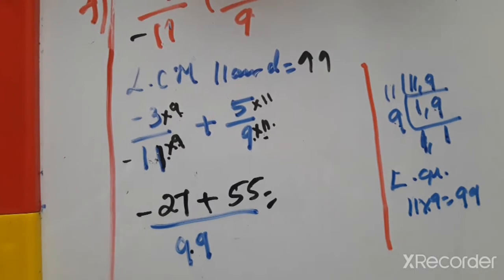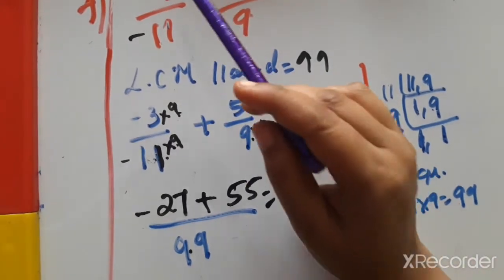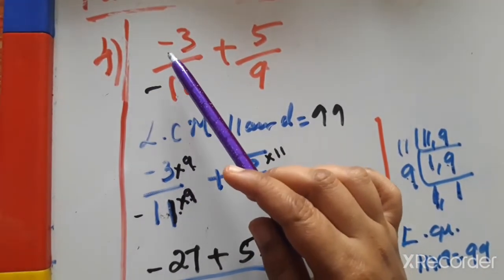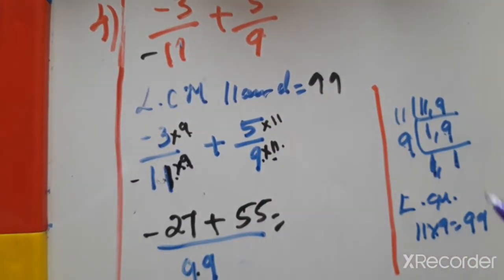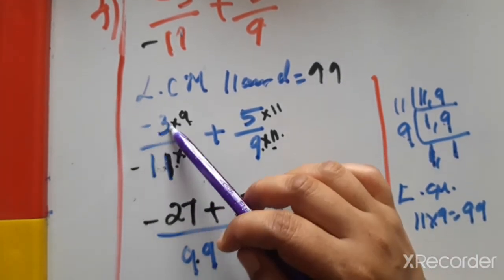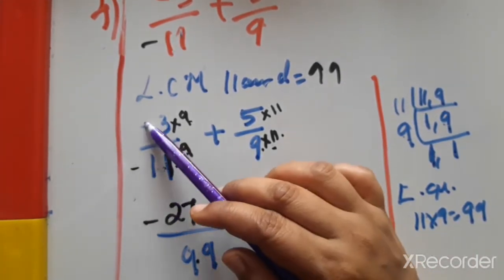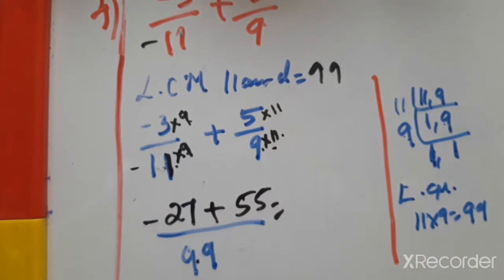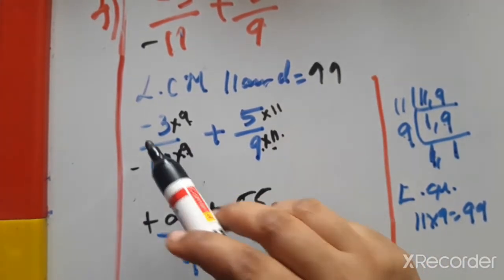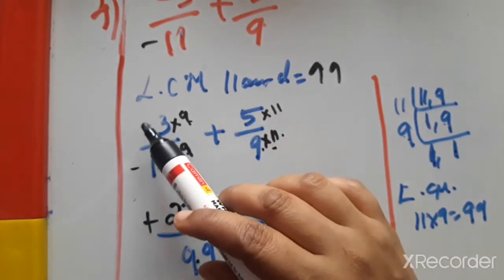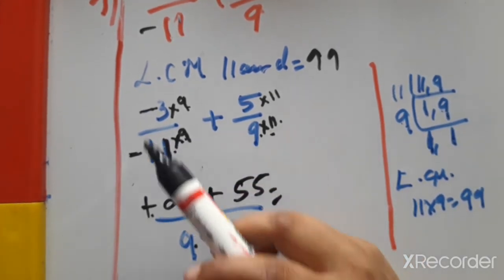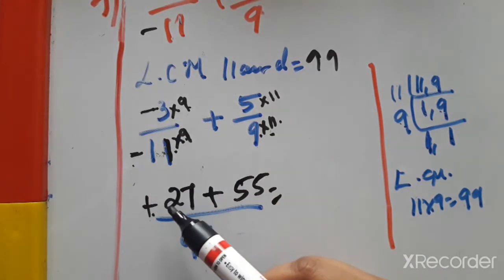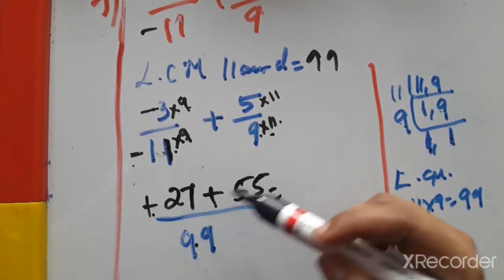Sorry children, in the question the denominator 11 has a minus symbol: minus 3 by minus 11. So after finding the LCM of the denominators 11 and 9, which is 99, here we have minus 3 and minus 11. Now we write minus into minus, it will become plus. The same rule applies for division, same as the multiplication rule for symbols. This minus into minus will become plus, and the plus symbol stays as it is.